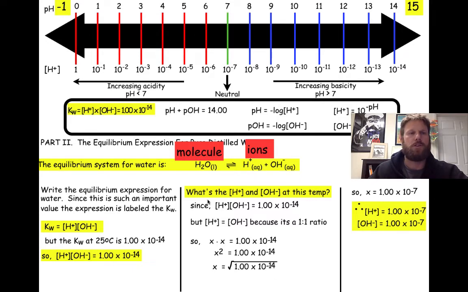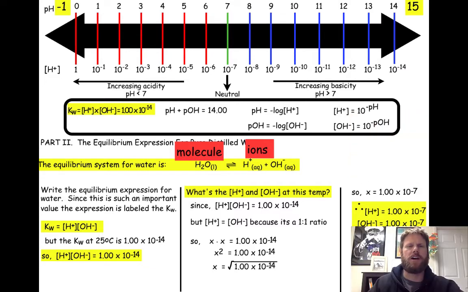If we look on our pH scale for H plus ion concentration, that corresponds to the neutral pH. So water is unique because it shows that when we have an equal concentration of H plus ion and OH minus ion, we're going to end up getting a neutral pH.